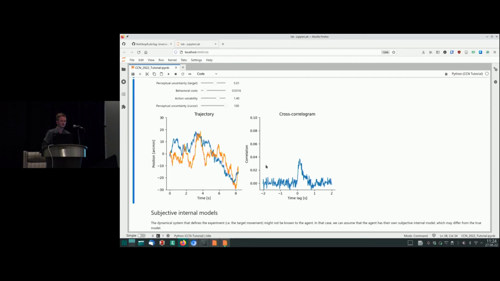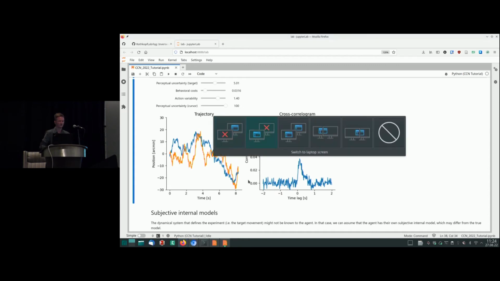If you want to follow the code, can you tell us again how to get there? Sure. The question was if I can show the link for the code again, so I'll do that. Yeah, thank you.